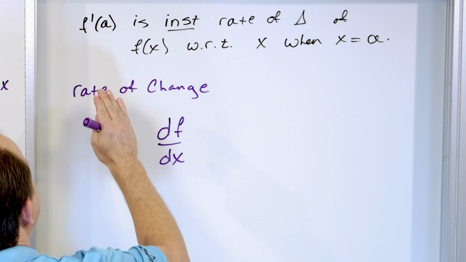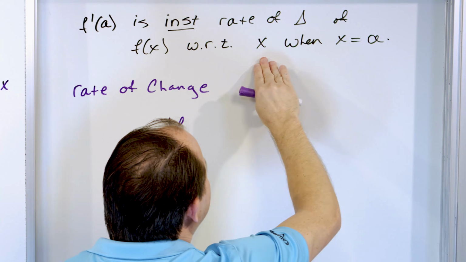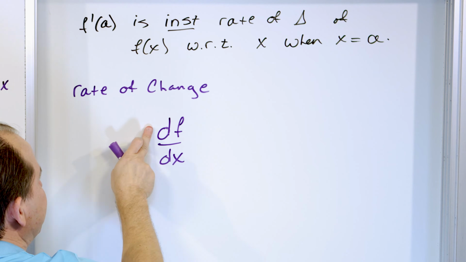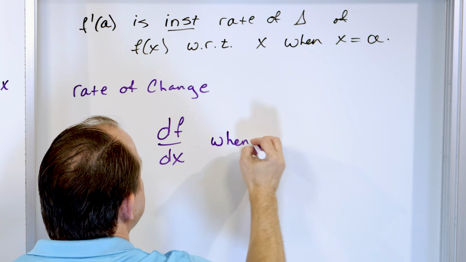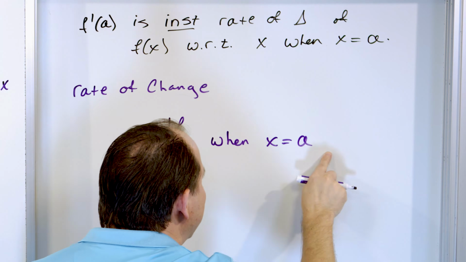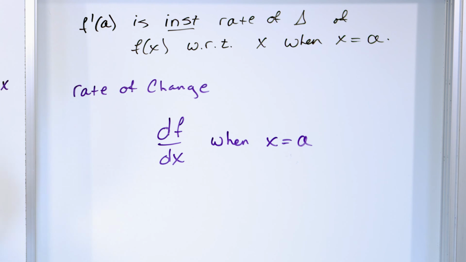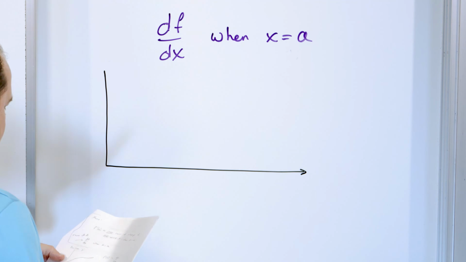So if I say f prime of a is the instantaneous rate of change of the function with respect to x when x equals a, what I'm saying is I'm taking the derivative of the function with respect to x and I'm evaluating it when x is equal to a. I'm taking the slope of the line tangent and I'm evaluating what that slope is at the point of interest, okay?